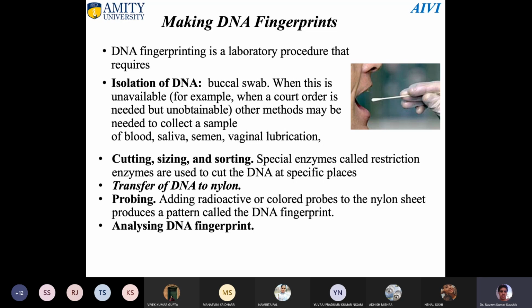Dr. Salonke is not going to the collection site. Dr. Salonke is remaining in his laboratory. So when the sample comes to the laboratory, then the job of a DNA fingerprinter or a DNA analyzer is going to come. Our role is going to begin when the sample comes to the lab.